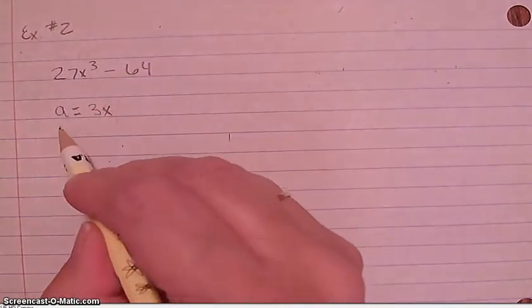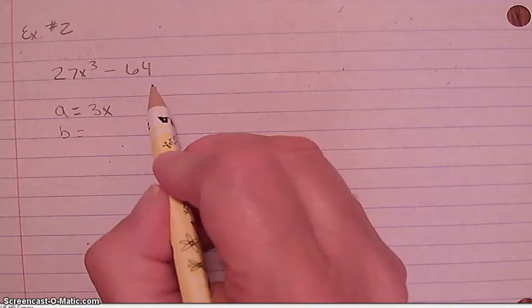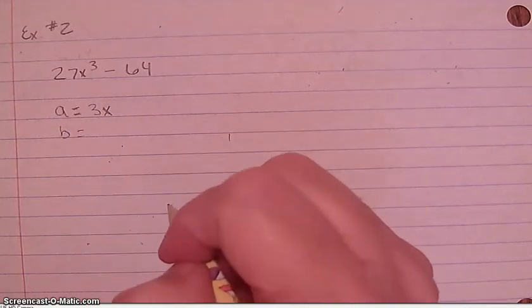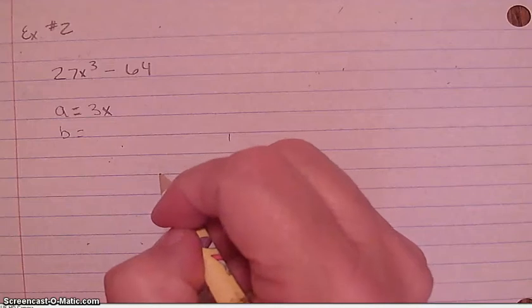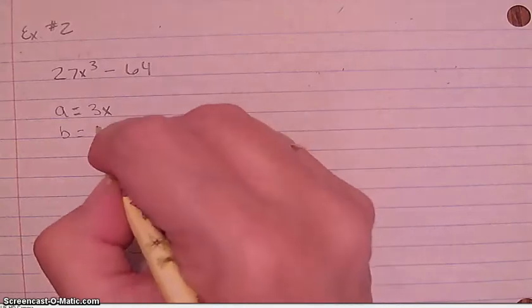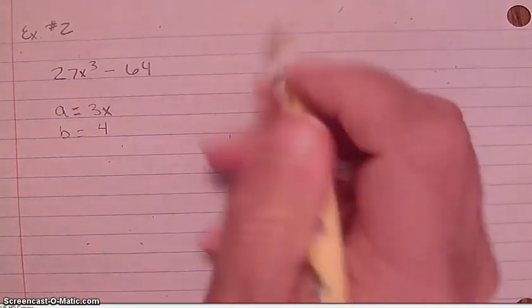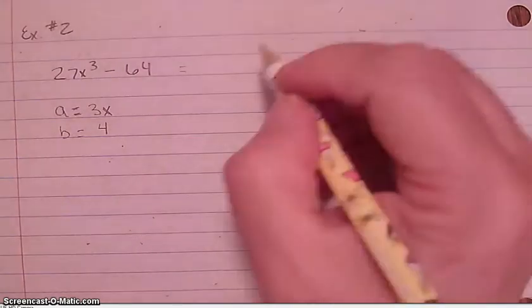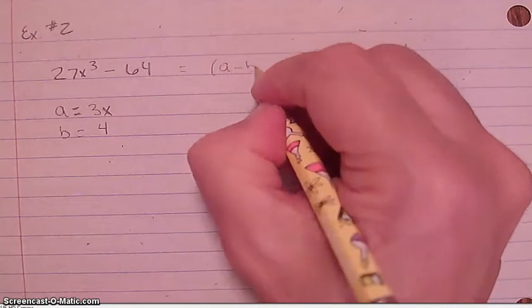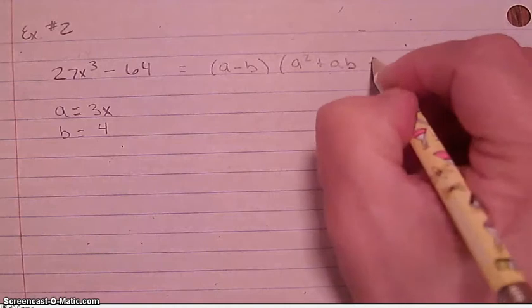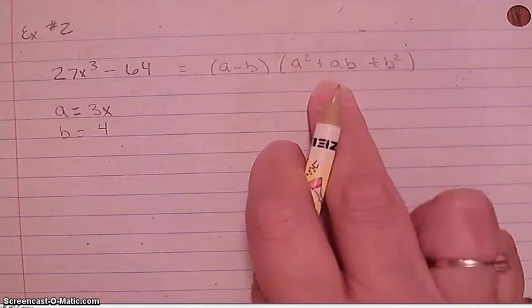Now 64, I have to think about that. I know the square root of 64 is 8. But I have to multiply the number 3 times to get 64. So I know that if I multiply 4 times 4, I get 16, and multiply 16 by 4, I get 64. So I know the cube root of 64 is 4. Alright, so remember, to break this down, we break this down to a minus b times a squared plus a times b plus b squared. Okay, we're going to have to memorize this form.